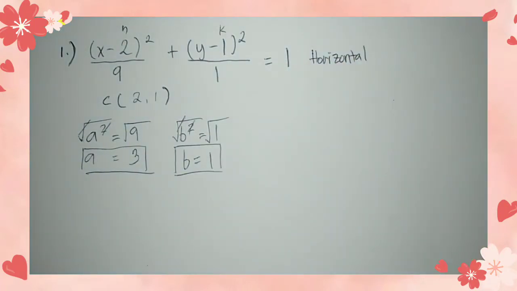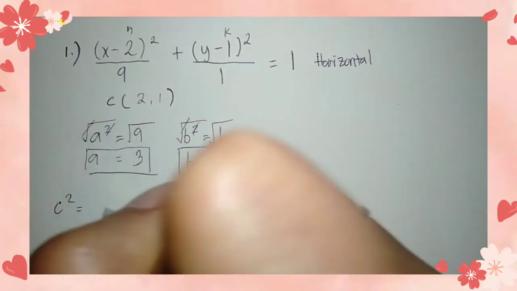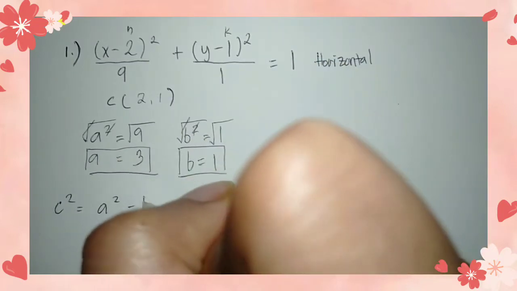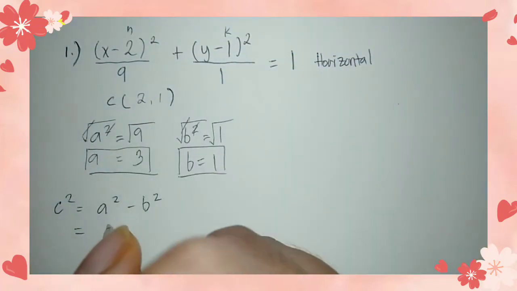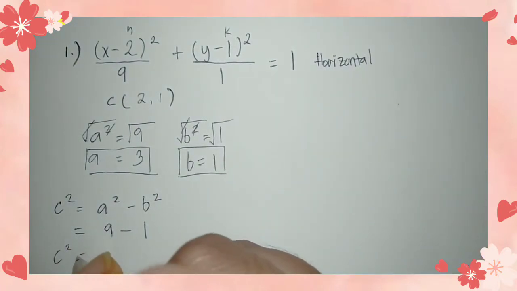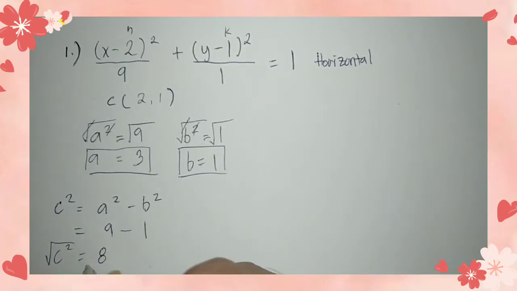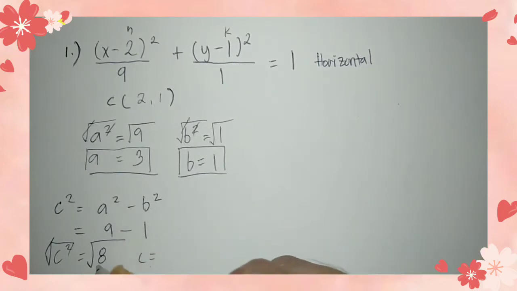Next is to find c para talagang okay na makakapag-graph na tayo. Since ang formula natin for c or para mag-determine ng ating foci is c squared is equal to a squared minus b squared. We have our a squared as 9 minus 1, of course. So we have c squared is equal to 9 minus 1 is 8. Then we're going to extract square root. Cancel. Then c is equal to square root of 8.